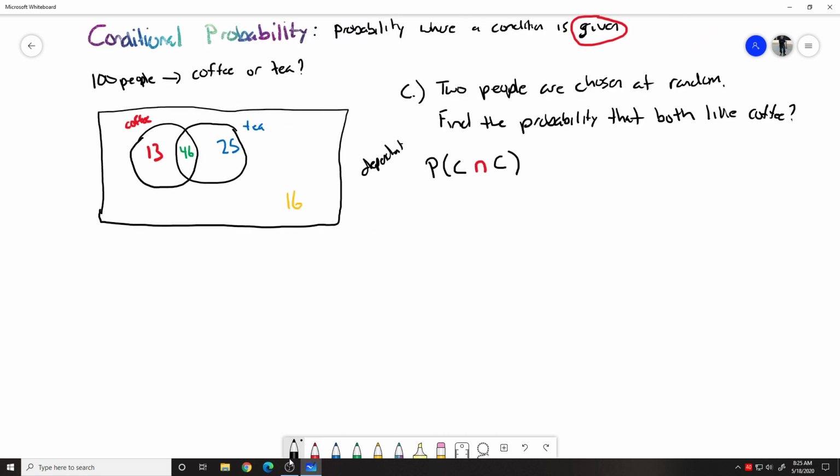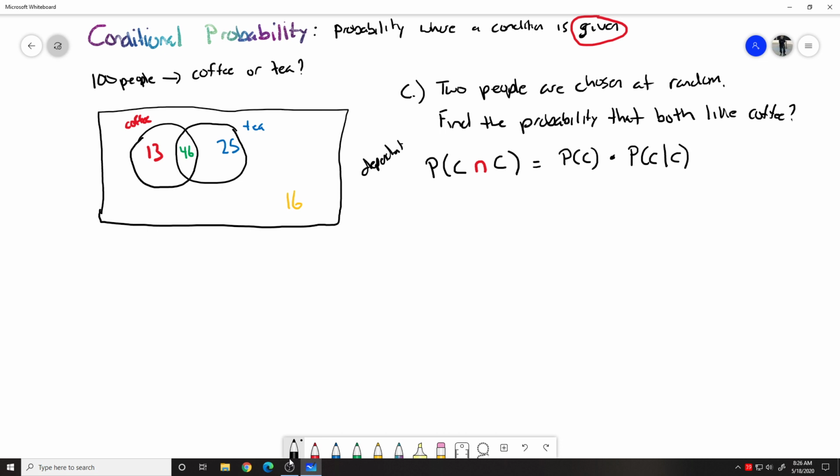Okay, this is a dependent type question. So in other words, I'm going to have to do the probability of a coffee. Then I'm going to have to multiply, because remember, dependent means multiply. So I'm then going to have to multiply it by the probability of getting another coffee, given that I already took coffee on the first pick.